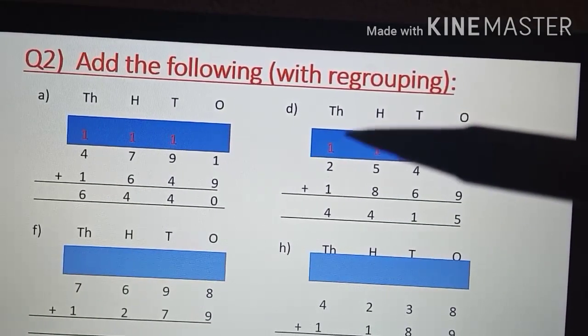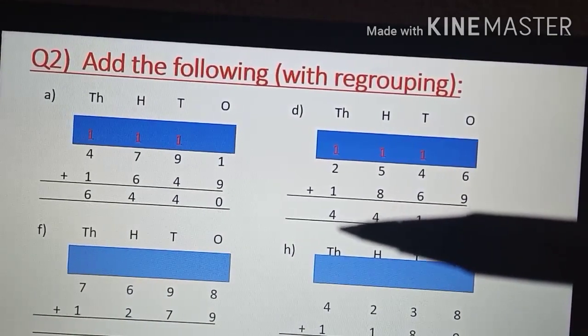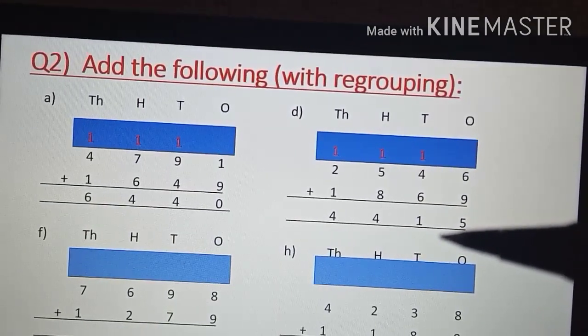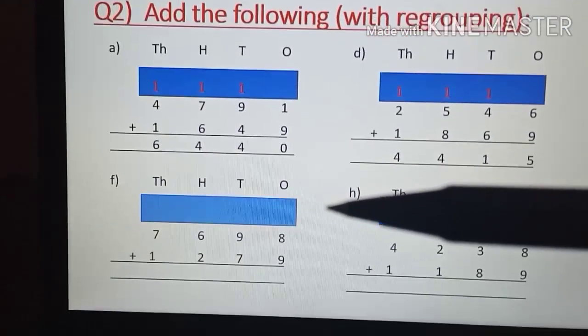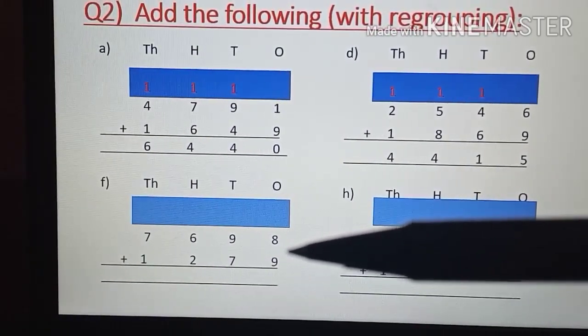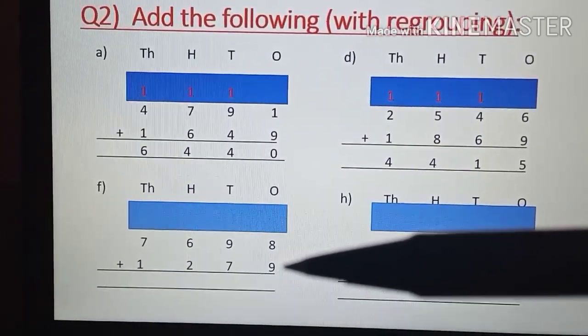Now again under the thousands column, you add 1 plus 2 plus 1, that is 4. So our sum is 4415. Move to question number F, children. Under the ones column again start addition 8 and 9. So what we are getting? 8 plus 9? Yes, 17.